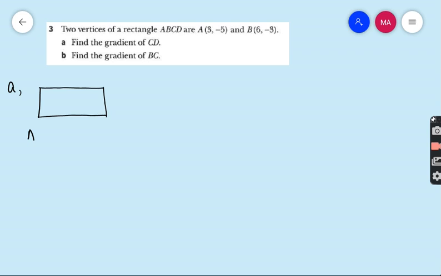Let's suppose this is a rectangle, in which one point is (3, -5). The second point is B, (6, -3). Assign the name C to this corner and D to this corner. Now, what is the question? Find the gradient of CD. In order to find the gradient of CD, first we have to find the gradient of AB.